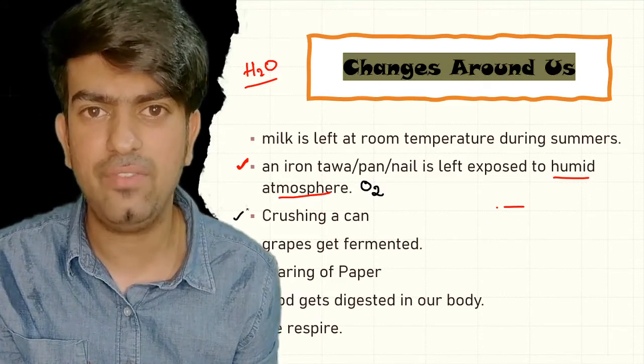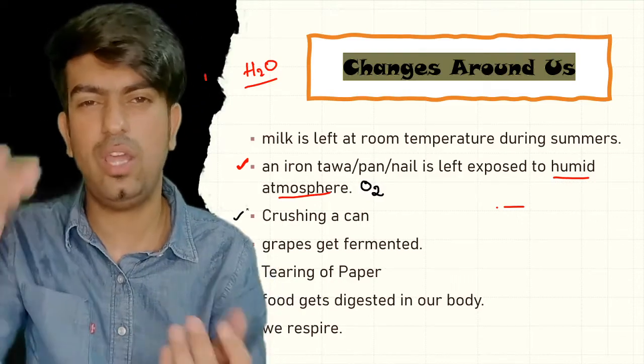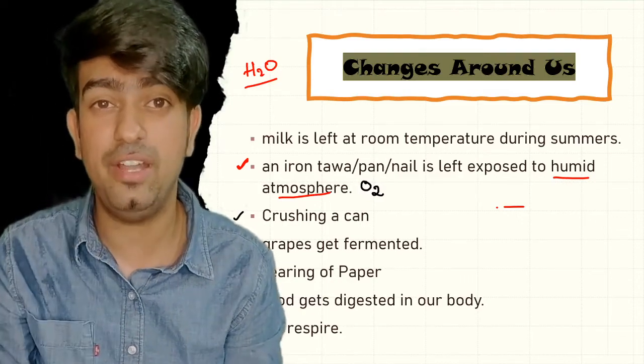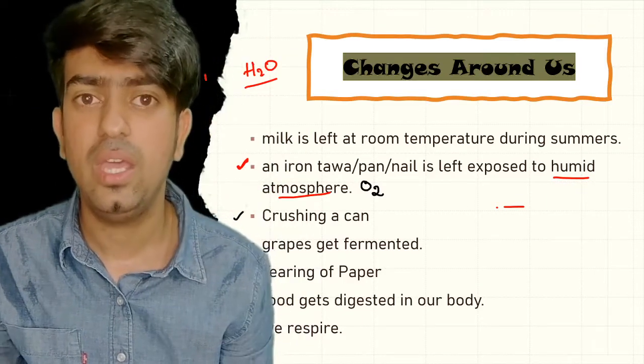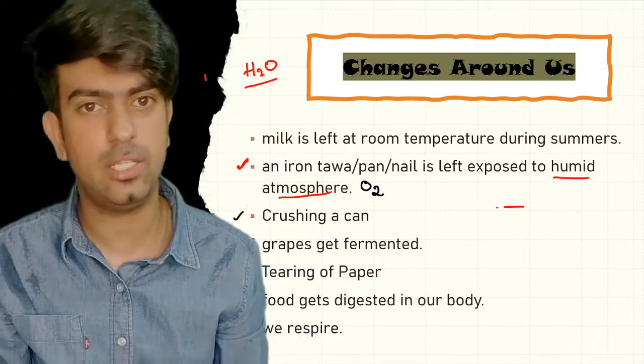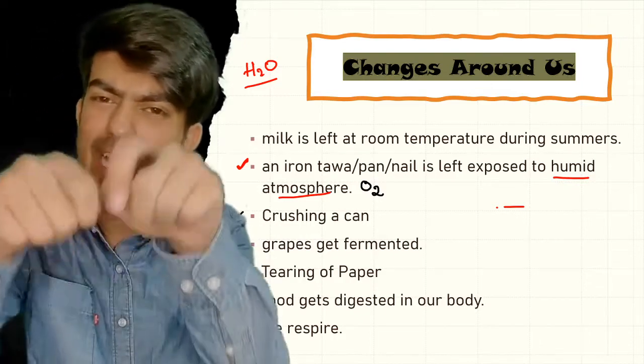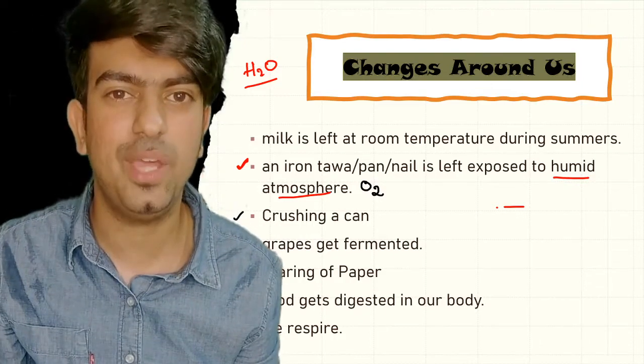Now next we have crushing a can. सो एक कैन है जिसमें we generally drink cold drinks, उसको मैं क्रश कर दे, ये भी एक तरह का चेंज है. ग्रेप्स में फर्मेंटेशन हो रहा है, this is also a change. Tearing of paper, ये भी तो एक चेंज है.